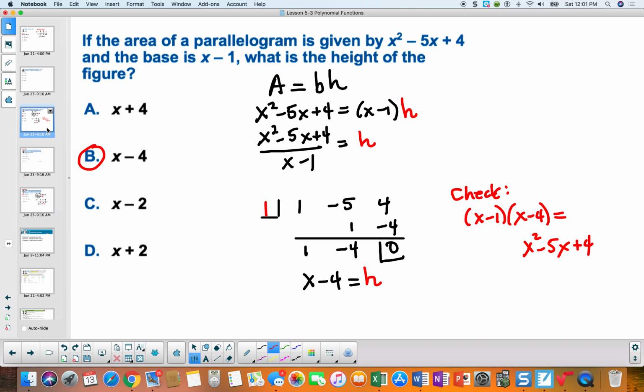So here's an application of synthetic division. We're using the area, trying to isolate the height, and when we want to divide the binomial into the trinomial, we use synthetic division.